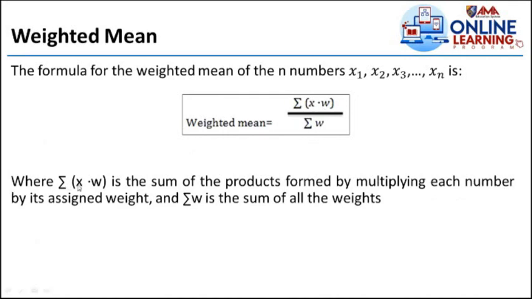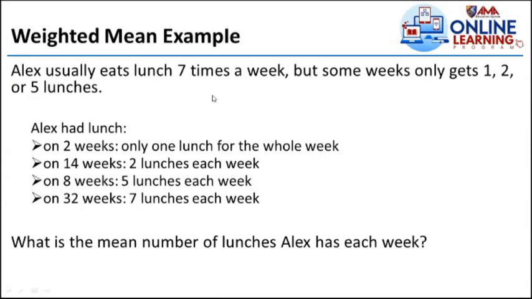Where the summation of x times w is the sum of the products formed by multiplying each number by its assigned weight. And the summation of w is the sum of all the weights. Okay? So next, weighted mean example.